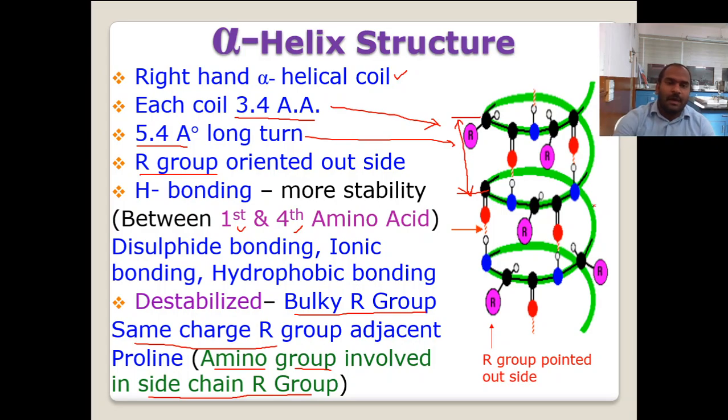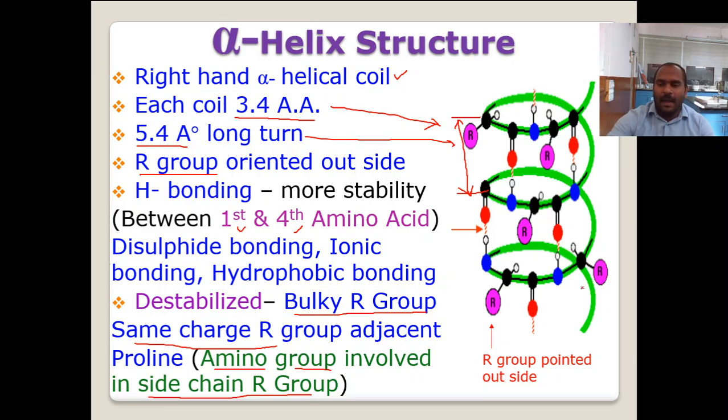So with the alpha helical structure, what points do we have to remember? It is a right-handed alpha helical coil structure consisting of 3.4 amino acid residues per turn, and one turn is 5.4 angstrom long. The R group is oriented outside. Hydrogen bonding gives more stability, and is present between the first and the fourth amino acid in the polypeptide chain. Along with this, disulfide bonding, ionic bonding, and hydrophobic bonding are secondary factors which also stabilize the alpha helix structure. The destabilization is due to the bulkier R group.